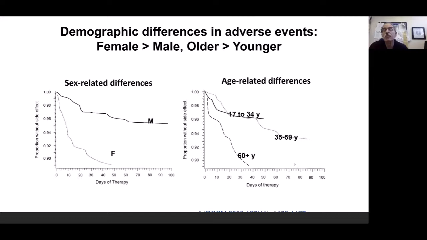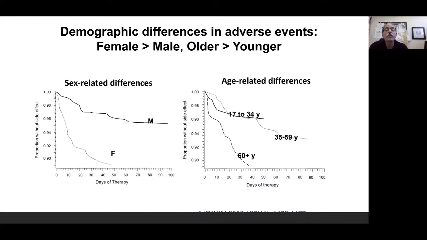So this is the proportion who don't have a side effect over time by days of therapy. And the upper curve on the left is males, and the lower curve is females. And you can see that the proportion without a side effect in women is much smaller by the end of a month or two of treatment. And you can also see the same thing when you compare age brackets, and that cohort greater than 60, much more likely to get into trouble.